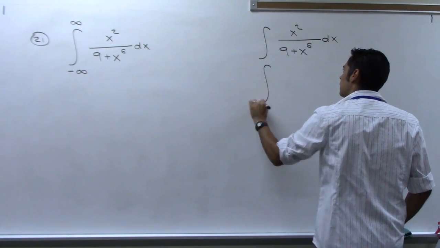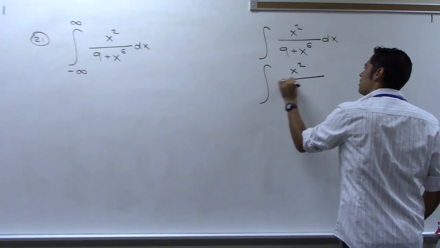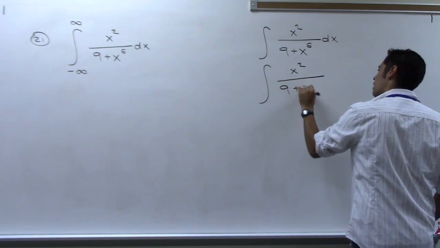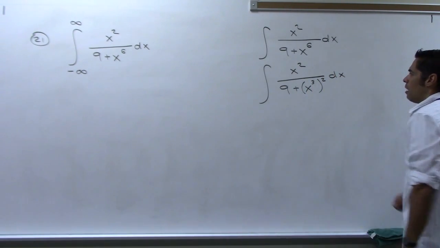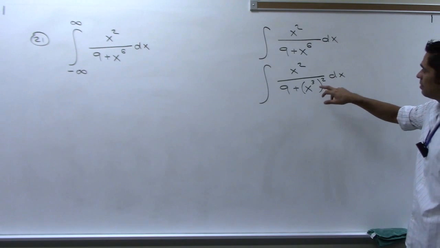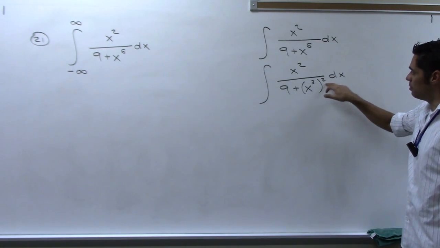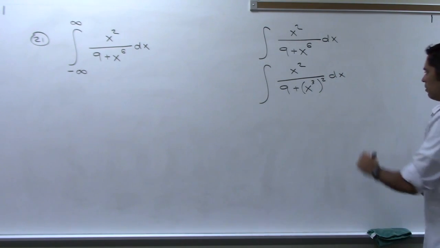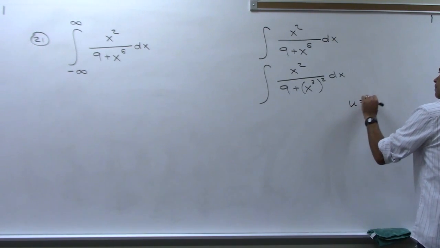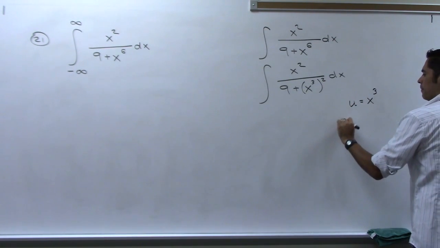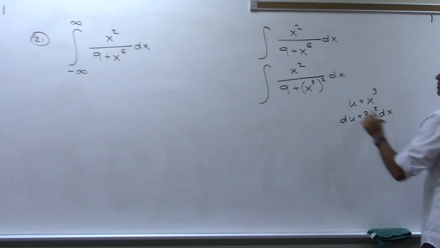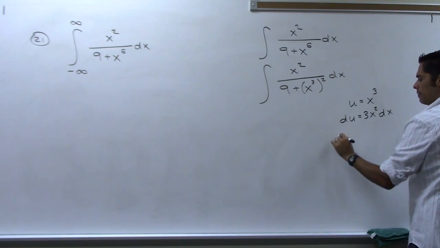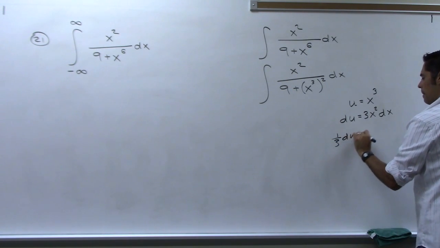I see something here. That x to the 6th was kind of a problem, but it's actually going to be a good thing because x to the 6th is x cubed squared. And if I let u be equal to x cubed, the derivative, 3x squared dx, I almost have right here. So I'm off by a constant, and that's okay.